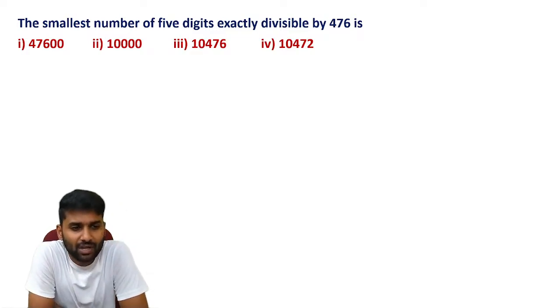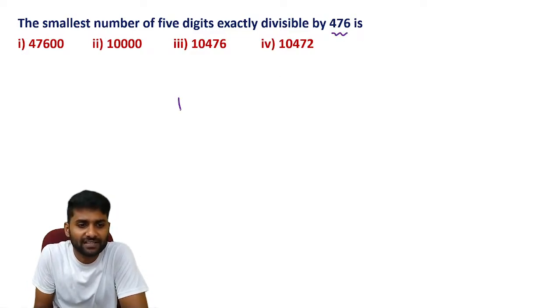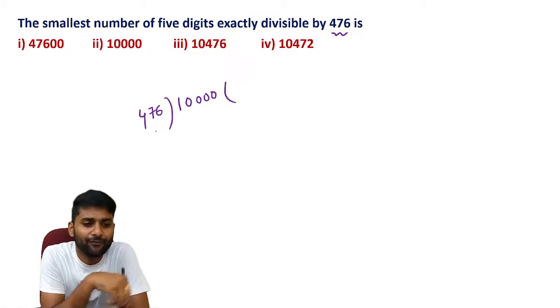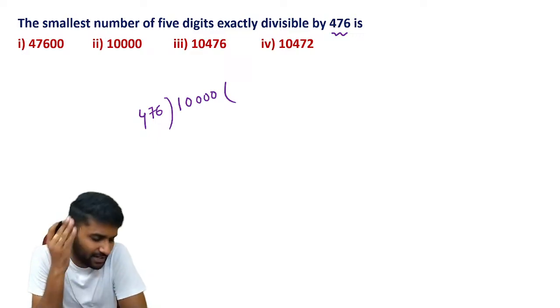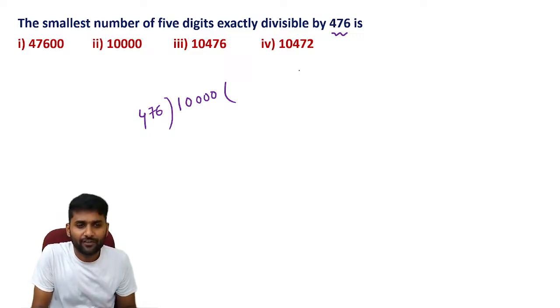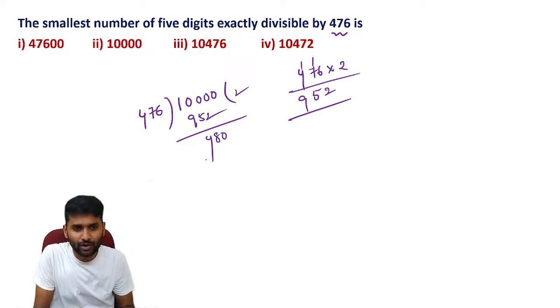See this question: the smallest number of 5 digits exactly divisible by 476. The smallest 5 digit number, let us take 10,000. If it is exactly divided by 476, definitely you will get 0 as a remainder. Let's verify whether you will get 0 remainder or not. If 476 is multiplied 2 times, 6 2s are 12, 7 2s are 14, 5, 1 carry over, 952. So it is exactly 2 times. You can find the difference of 480.